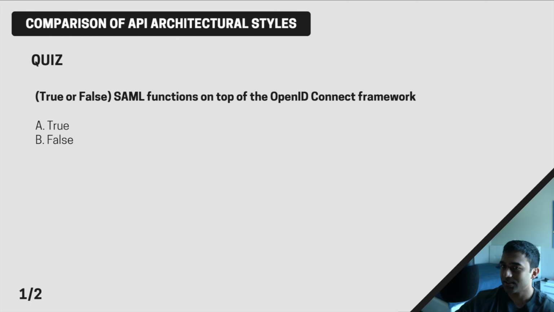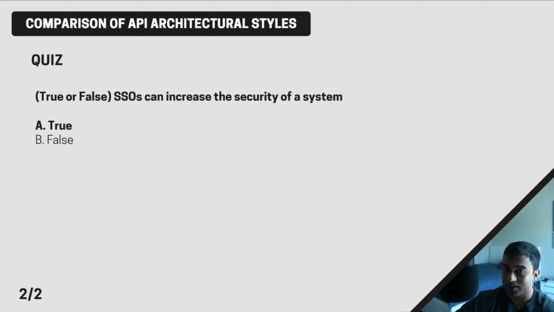So let's do a quick quiz. SAML functions on top of the OpenID Connect framework. The answer to this is false because we know that SAML is an all-in-one solution that provides authentication and authorization, and it uses XML and it's used for enterprises, whereas OpenID Connect sits on top of OAuth 2.0 to provide these same functionalities. And SSOs can increase the security of our system. The answer to this is true because using SSOs we can reduce the number of user credentials that are being transmitted, which prevents a lot of different attacks.